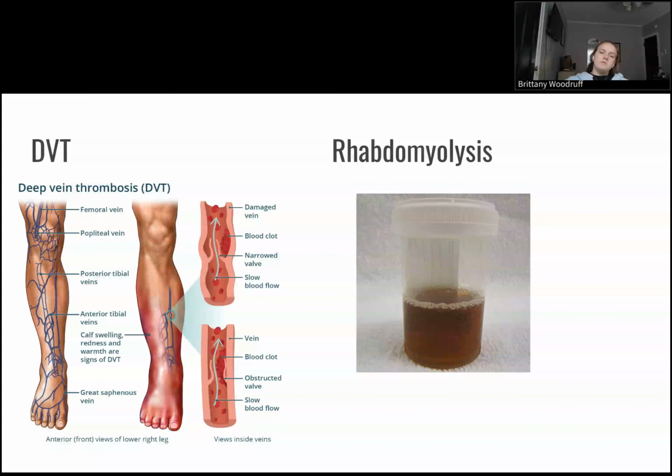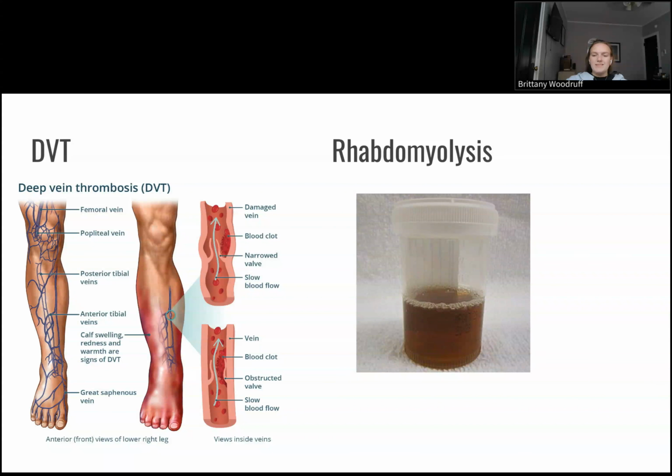With deep vein thrombosis, you're seeing a blood clot forming in the vein in the lower area, which is pushing down. So you're going to see warmth, redness, calf swelling, all signs of DVT. Do not massage a patient's leg if it is red and swollen and puffy like this. Go tell somebody.